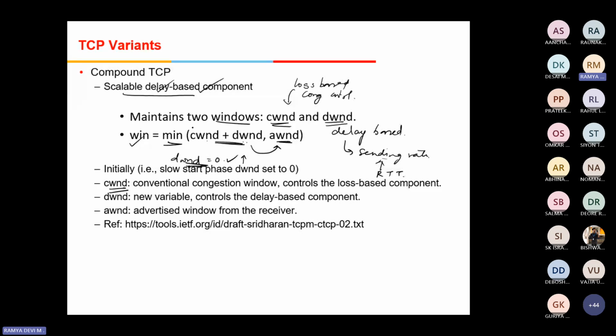So CTCP intelligently blends both loss-based components together with delay-based components, using two windows, the congestion window and the delay-based window. This is for early congestion detection, and this is for early congestion avoidance.